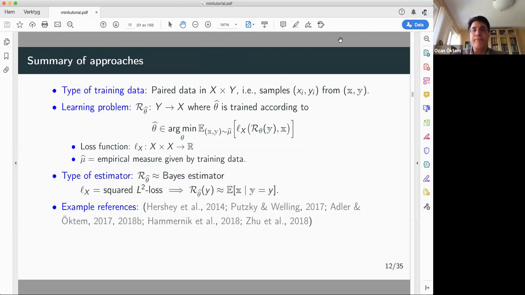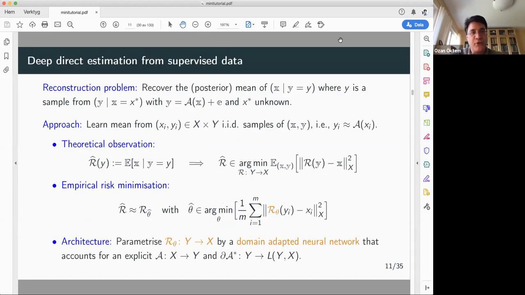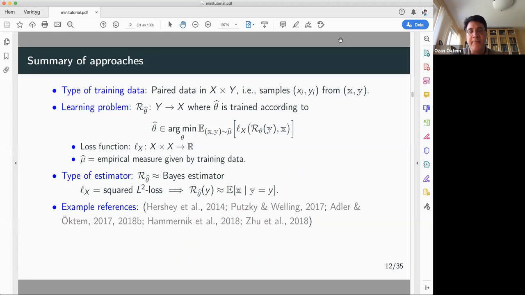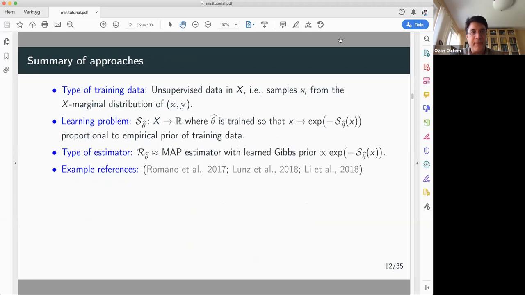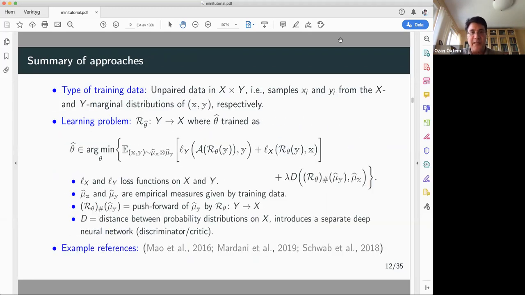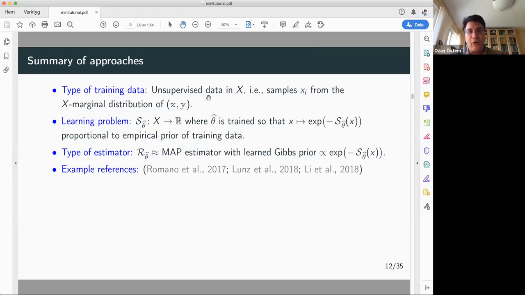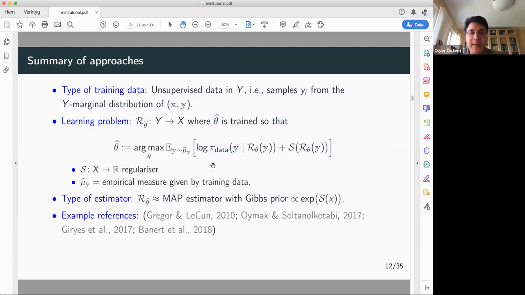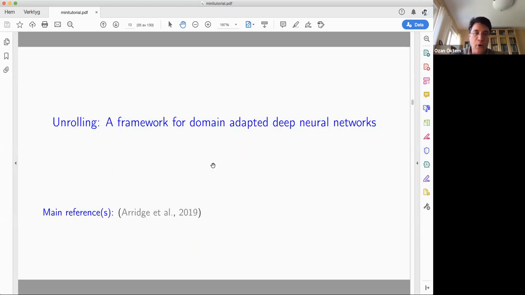I need to be a bit cautious about the time. So I'm just going to skip the other approaches, unfortunately, to save some time, and I might get back to them. Depending on the type of training data you have, you can compute different types of estimators. We just did the example with the supervised data, where you have paired data, which is the one that I'm going to show examples from. So I'm going to skip this and move on to the unrolling idea.